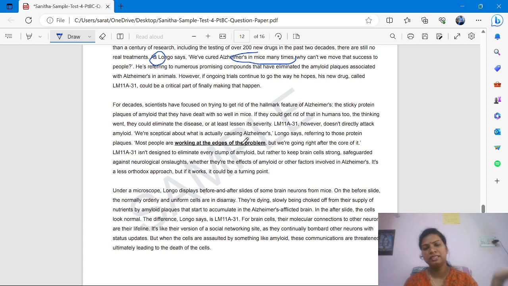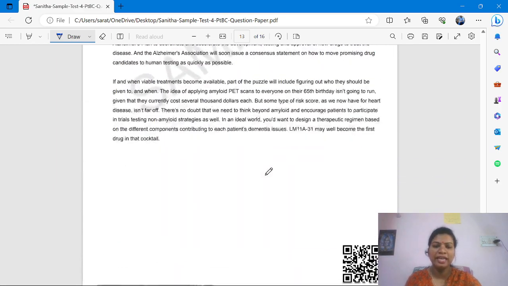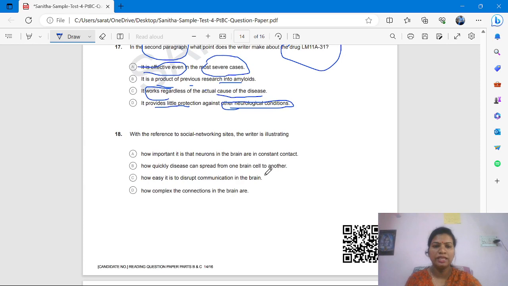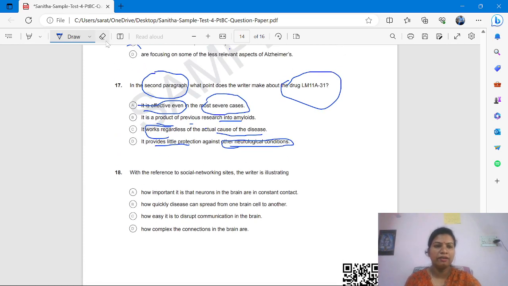So we found the answer to the previous question here. The next answer is here. LM11A31 is not designed to eliminate every clump of amyloid, but rather to keep the brain cells strong, safeguarded against neurological onslaughts, whether they are the effects of amyloid or other factors involved in Alzheimer's. It is a less orthodox approach, but if it works, it could be a turning point. Did you get the answer here? What is the answer?